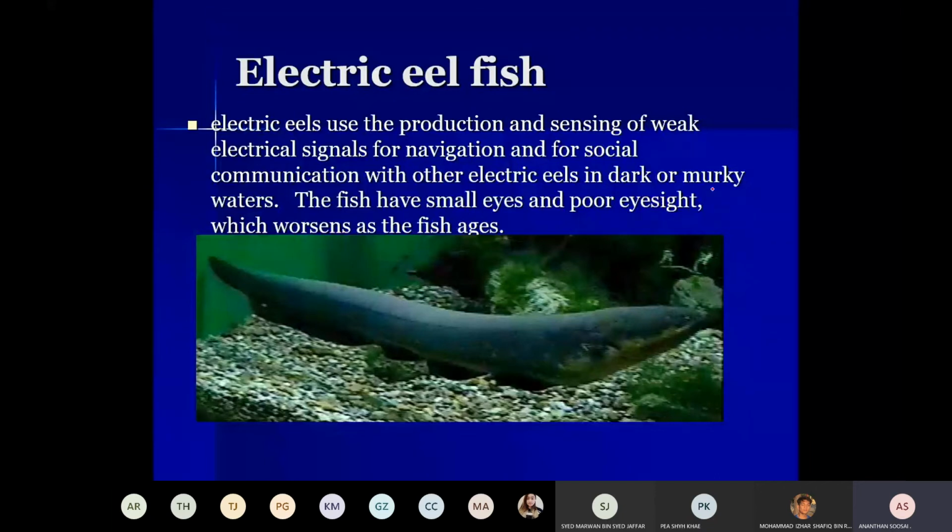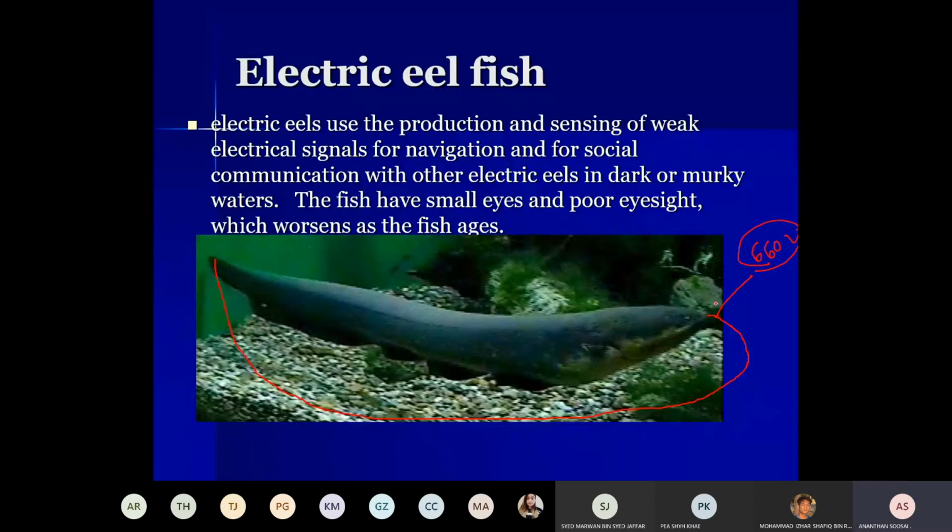The electric eel lives in dark and murky water. It sleeps in dark and murky water. It has very poor vision, which worsens as the fish ages. The eel produces an electric field from the nose to the tail, and the most surprising news is the voltage the eel can produce is around 660 volts, if I'm not mistaken.